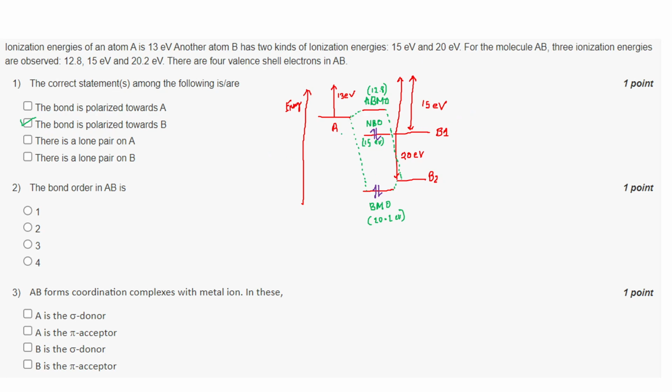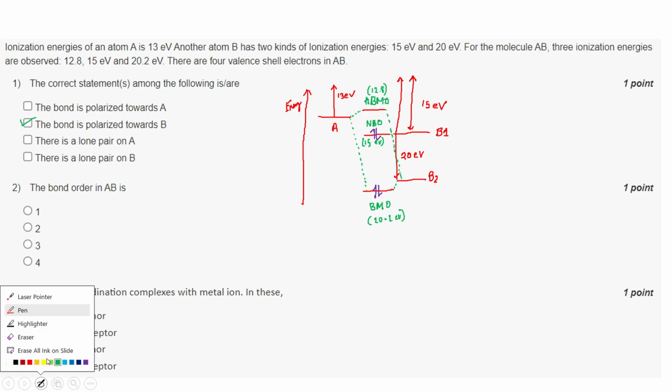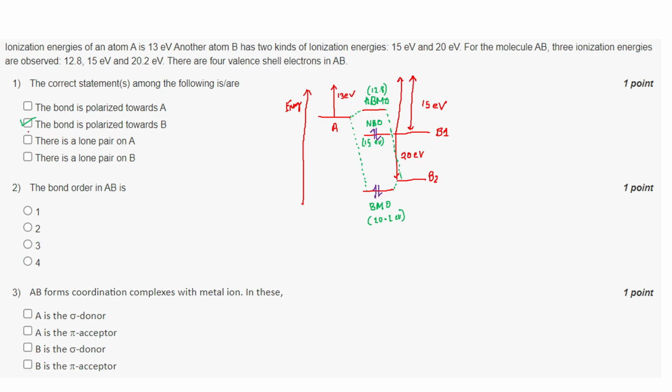Now, as I told you, there is also a lone pair or non-bonding orbital, and you can see it is lying at the same energy as B1. So the lone pair is on the B atom. So this is also correct. Let me change the color. So obviously this is one of the correct answers, and the lone pair is on B, not on A. This is what we are learning from there.